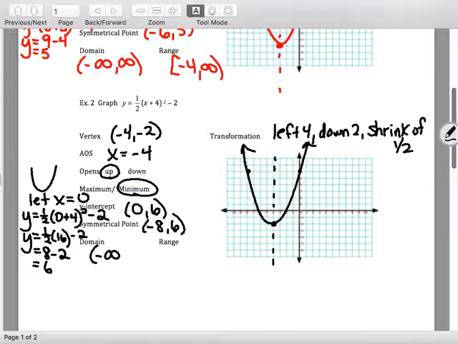The domain is -infinity to infinity. My range is always connected to the vertex. Yeah, Hannah? How do you find the last point? Okay, so we're going to use the axis of symmetry. Do you see it's 4 units away to the other point? So you go 4 units away with that same height. And then we just literally counted, oh, that was to -8 up 6. Okay? All right, so then my range is -2 to infinity.